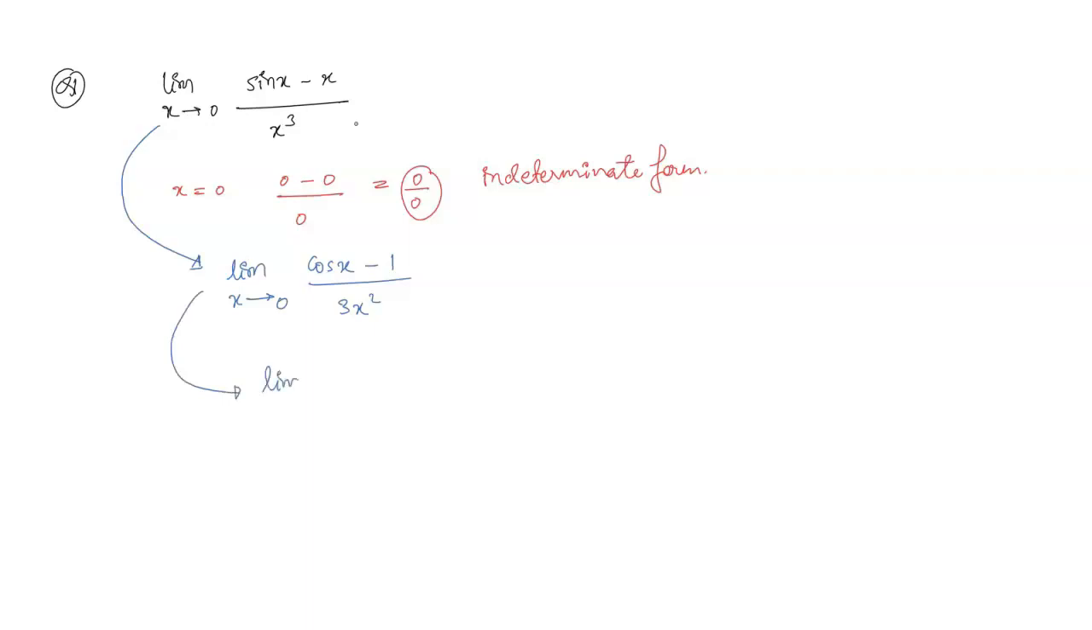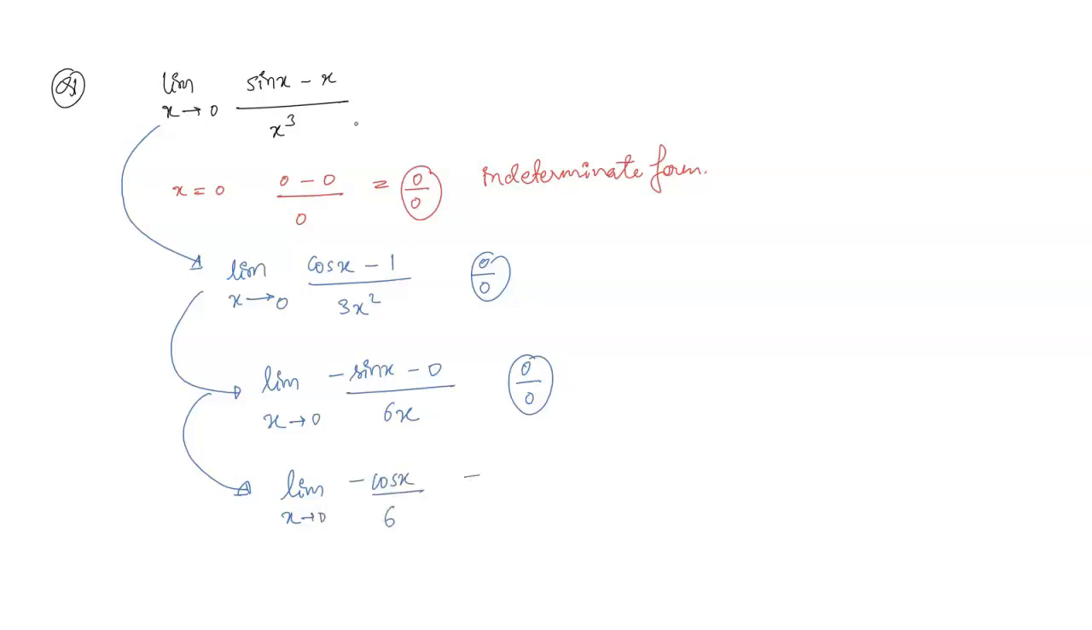So it will become limit x tends to 0, cos x differentiation will be minus sin x, and 1 differentiation will be 0, and this will become 6x. Again, if I put x = 0, again it will be 0 by 0 form. That means again one more time I have to differentiate, and this will become minus cos x divided by 6 only. And when I substitute x equal to 0 this time, it will be minus cos 0, or minus 1, divided by 6, and this will be our answer.